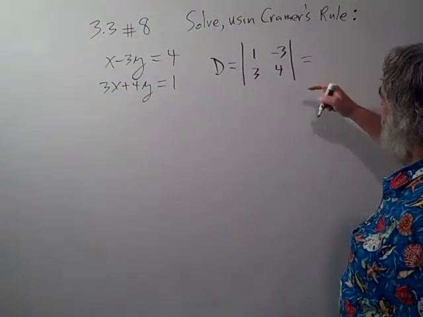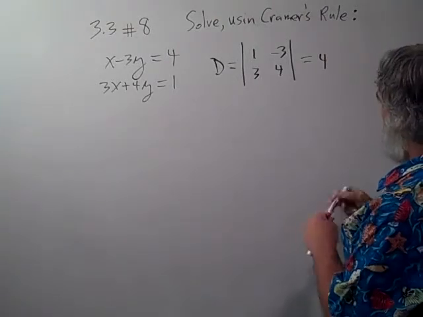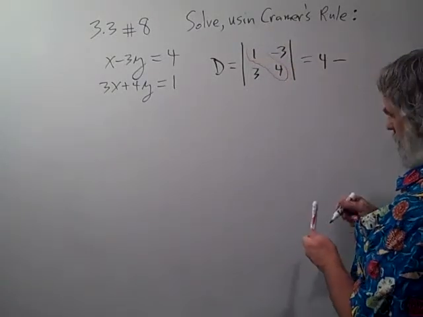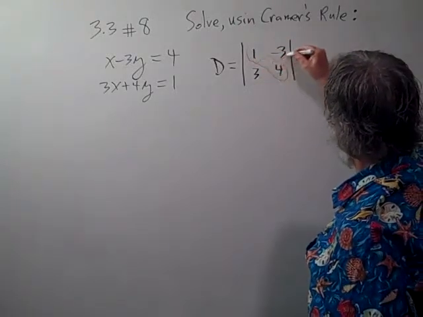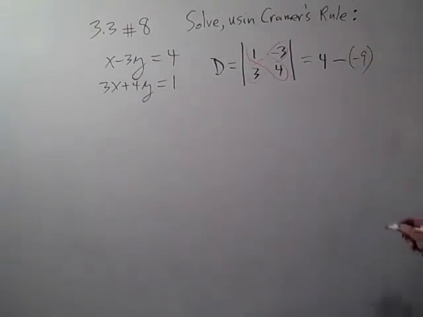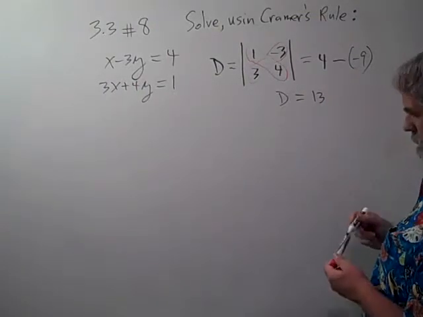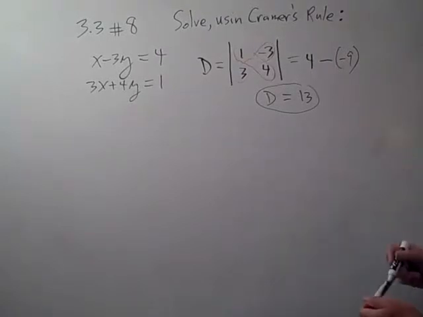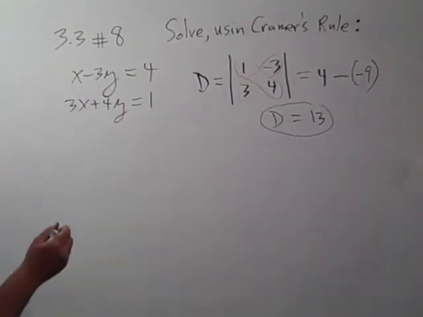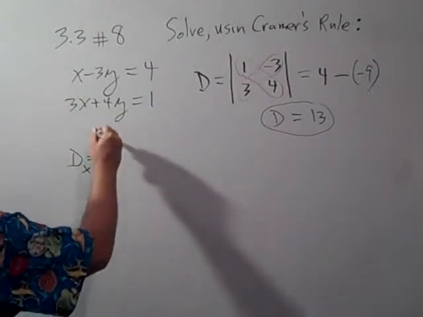So computing this determinant, we have 1 times 4 is 4. And let me remind you, it's 1 times 4, and then minus the product of the other diagonals. 3 times negative 3 is negative 9. So we're subtracting a negative 9, which is really adding 9. So D is equal to 4 plus 9, which is 13. So there's the first of the three determinants we need to solve in order to solve this linear system.